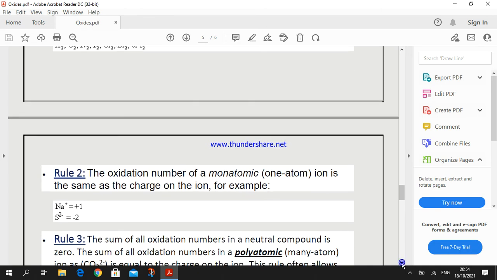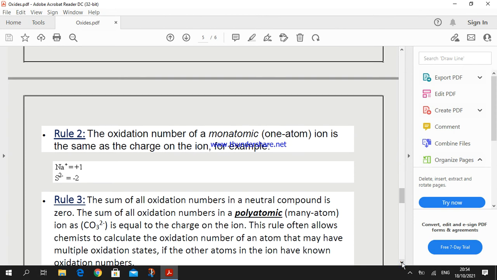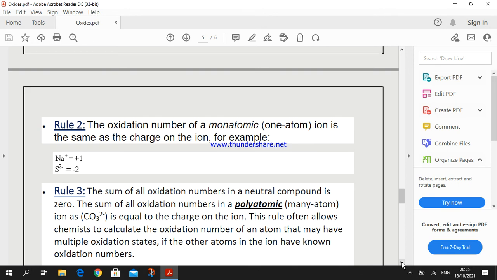Rule number 2: the oxidation number of an ion equals the sign of the ion and the number of the charges carried by the ion. Like sodium positive ion carries one positive charge, so the oxidation number of sodium equals positive 1. Sulfur negative ion carries two negative charges, so the oxidation number of sulfur is negative 2.